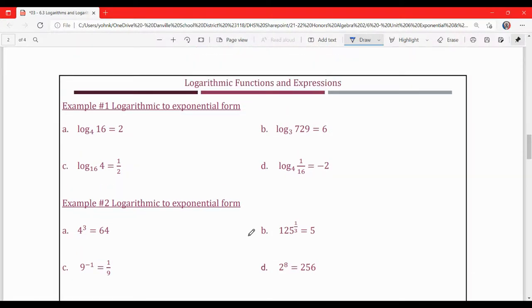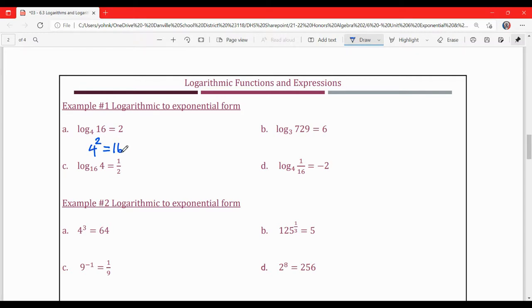All right, so first let's just rewrite something in logarithmic to exponential form, and then we'll go exponential to logarithmic. To write letter A in exponential form, you're going to take the base 4, because this says log base 4 of 16 equals 2. So you're going to take the base 4, put it to the second power, and set it equal to 16. And that makes a true statement.